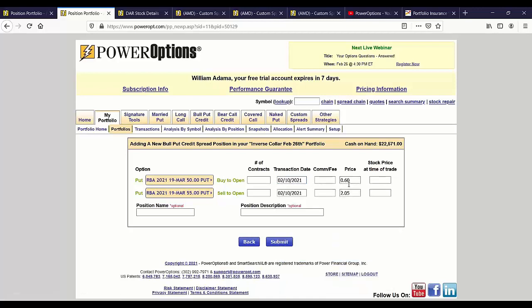Let's say I opened this 10 days ago. I don't even think RBA was above 55 then, but we'll take a look. And I did not get $1.40 for this 5-point spread. I probably got 65, 70 cents. So we're going to put in $1.30.